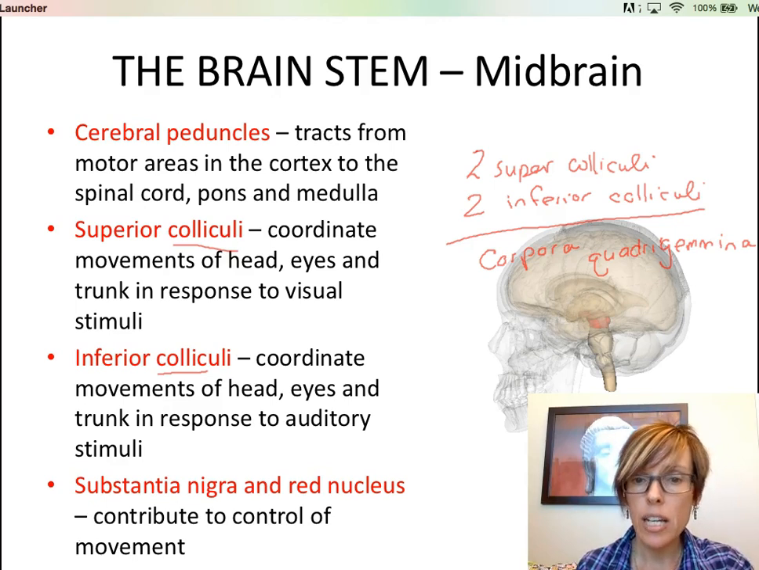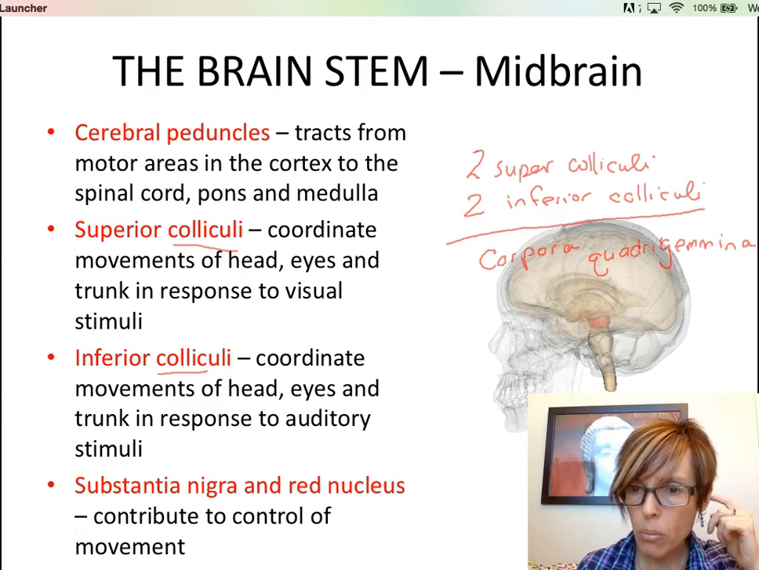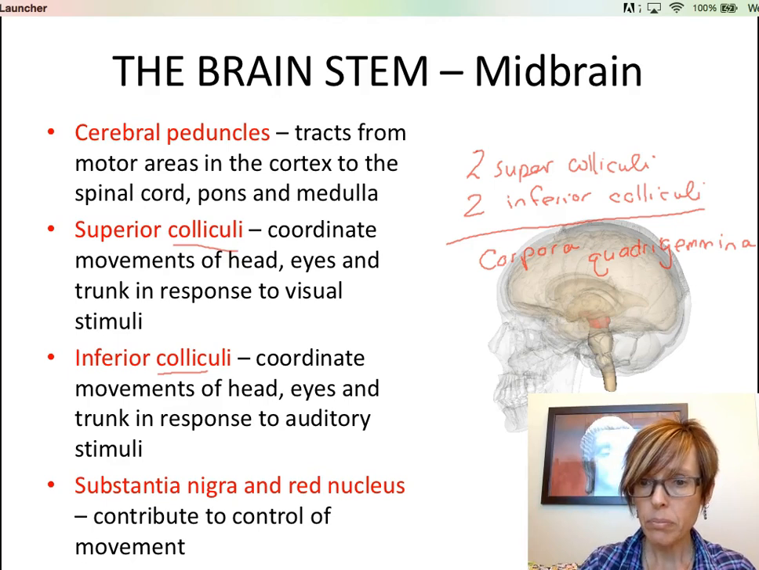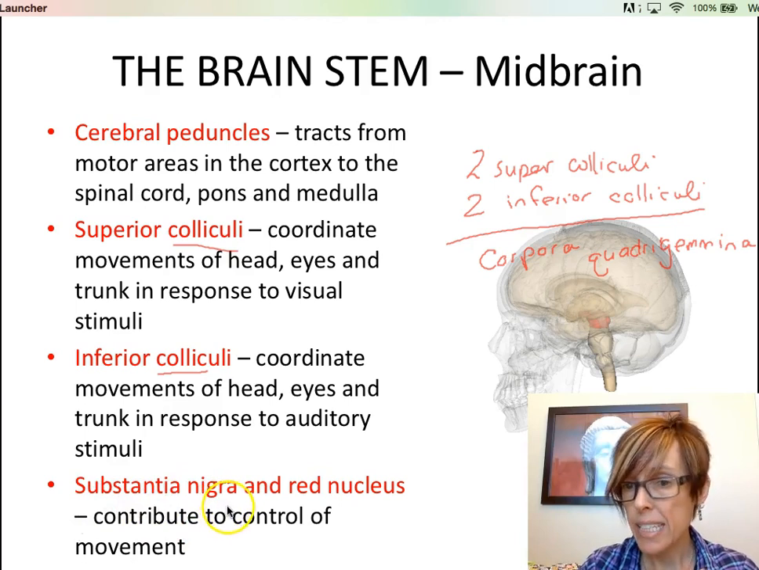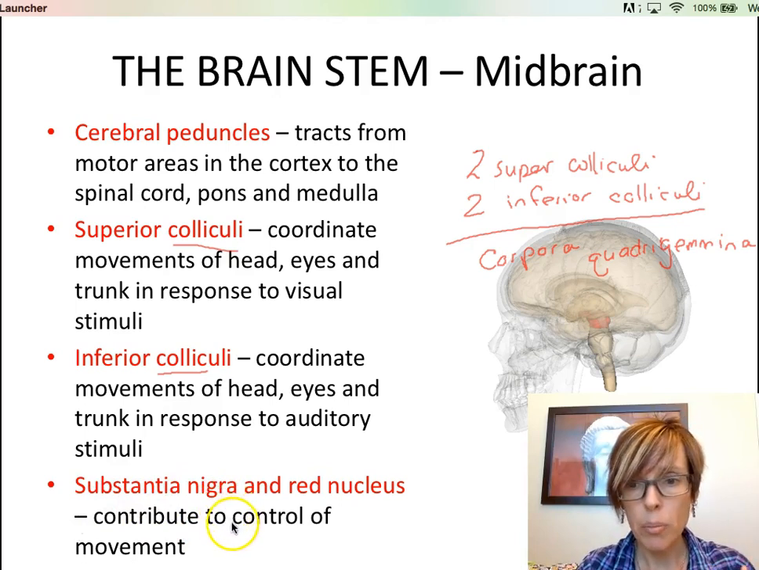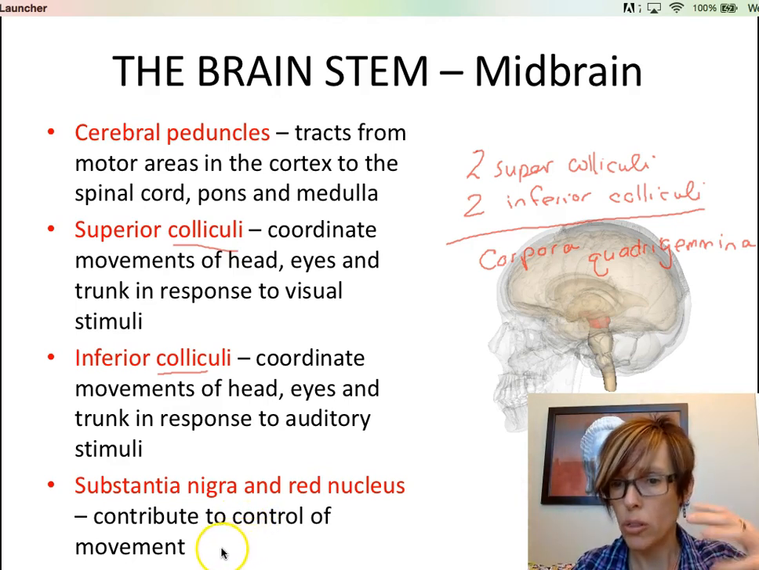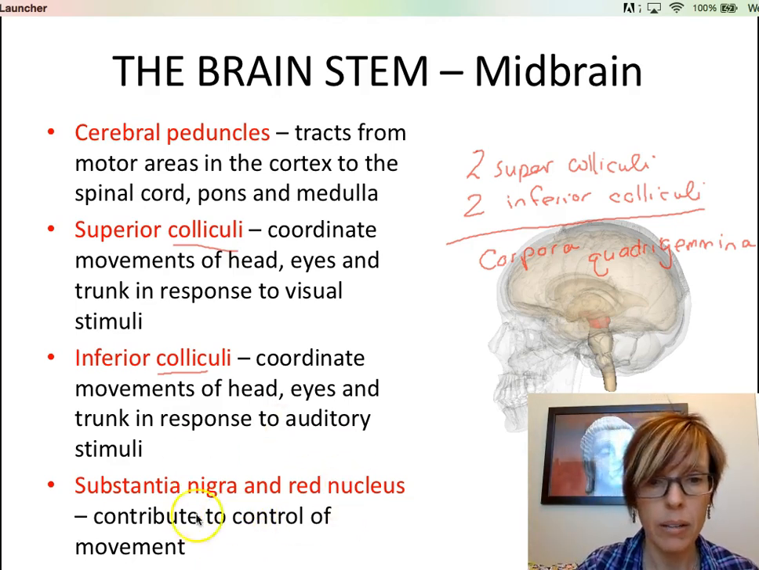And then substantia nigra and the red nucleus. We'll talk a little bit more in a couple of lectures about these. Substantia nigra is going to be really important in control of movement. So the substantia nigra is a brain region that is really important in producing dopamine. And what we'll see is that in cases like Parkinson's disease, the substantia nigra is actually affected, not producing the amount of dopamine that it should. Excuse me, and that's when you get those tremors that's so common.